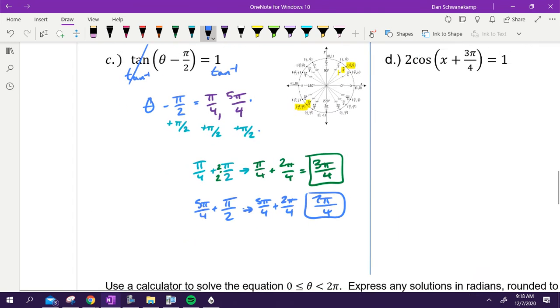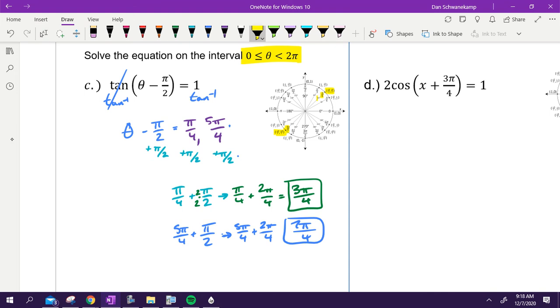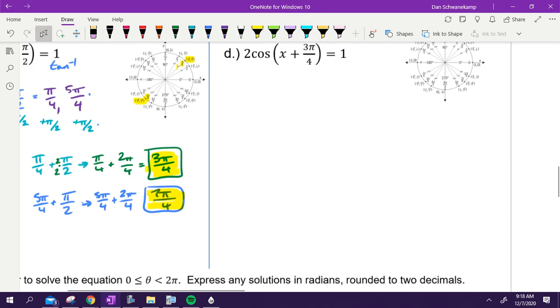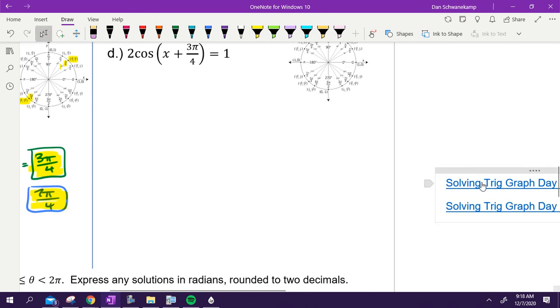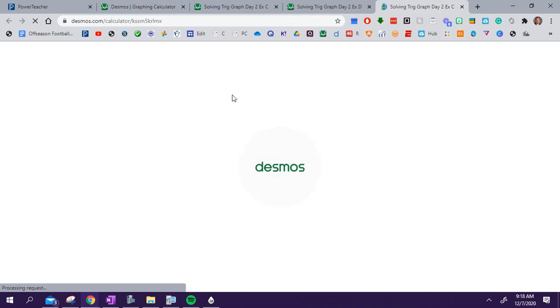Now, that's good, but make sure your answers work. Here's what I mean by that. Is this answer, 3 pi over 4, on the interval from 0 to 2 pi? 7 pi over 4, is that on the interval from 0 to 2 pi? Yes, they both are, and so both of those are going to be my answer. Okay, let's look at a visual of this so you can make sure you see what's going on.